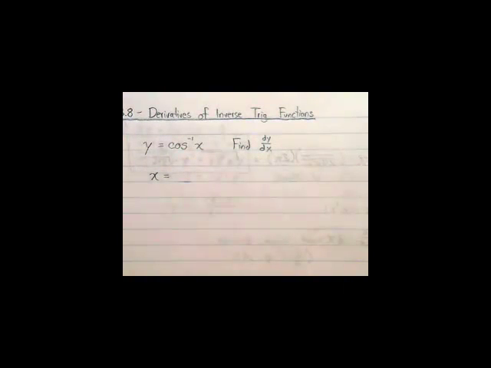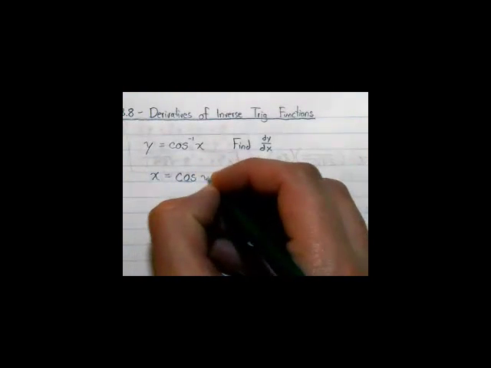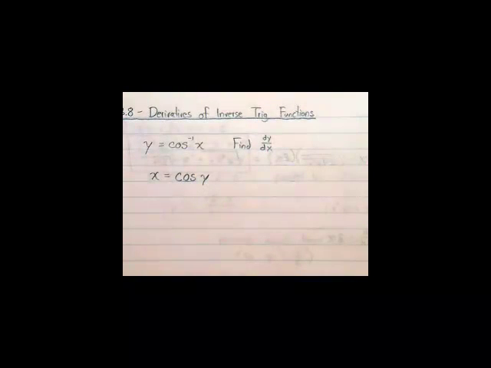What is x equal to then, if y is the inverse cosine of x? Isn't that how we define inverse cosine? An inverse is where x and y swap, right? So instead of y equals cosine x, it's x equals cosine y. These are really equivalent statements. They mean the same thing. So, x equals cosine y.